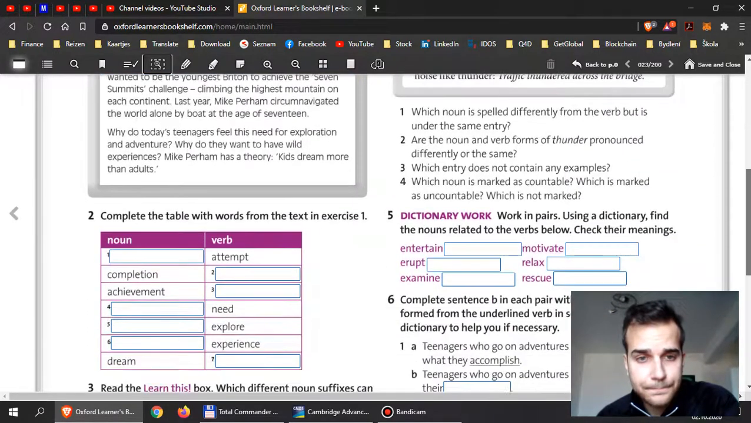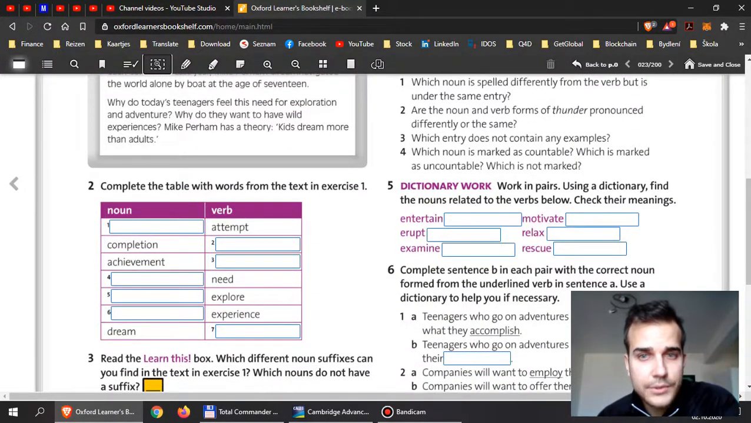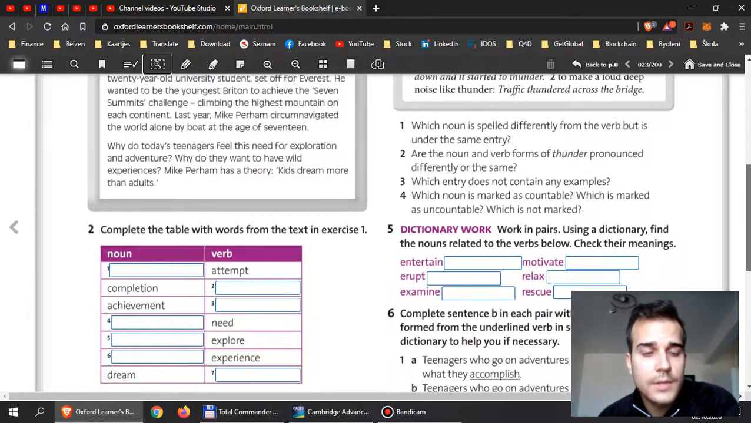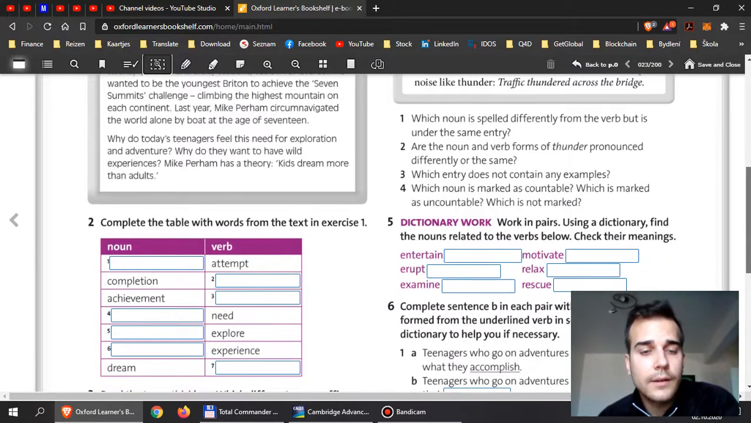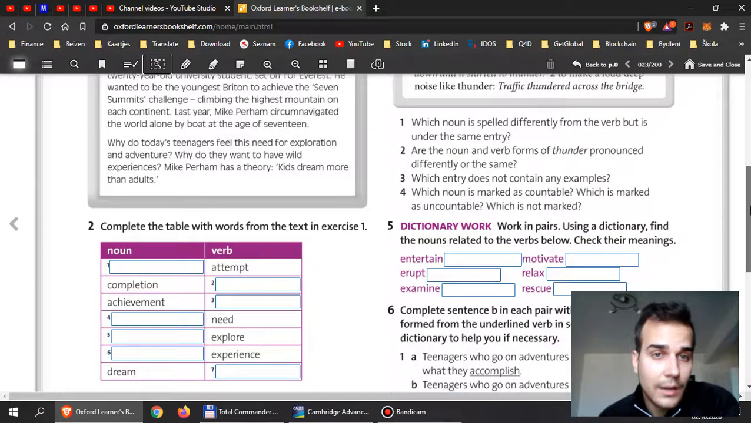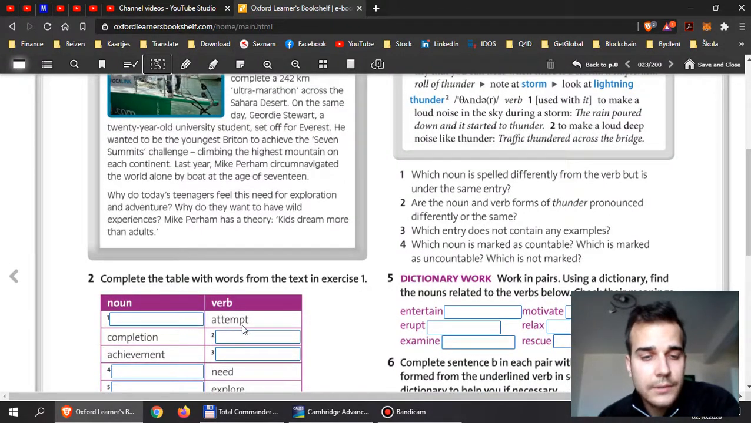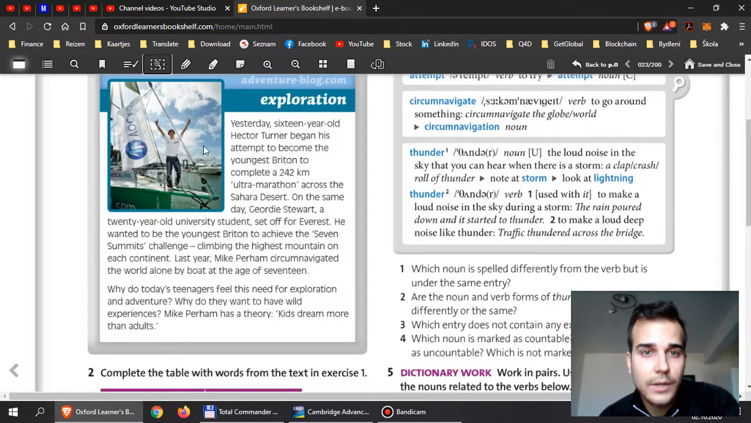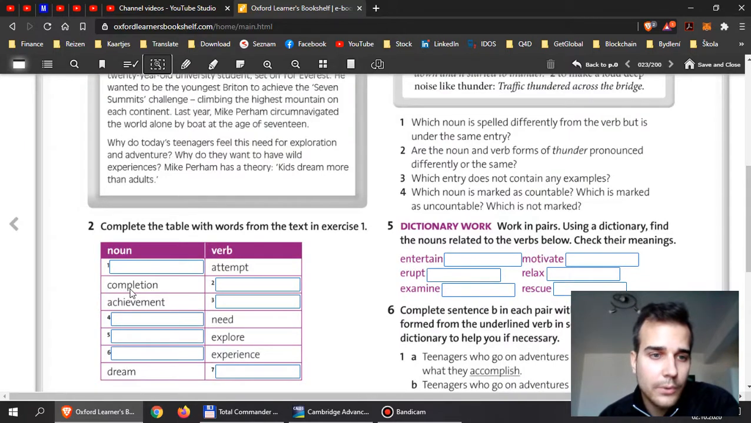Now, if you look here, you will see that in the text they have used a lot of interesting words, and I want you to find their equivalent in verb or noun. So for example, we have the verb attempt. Attempt is the same as to try. So look for the noun that we make from the verb attempt. Okay, you can find it in the text. The same goes for completion. What is the verb when you finish something? Completion is when you finish something. And then achievement, right? What are the verbs for this?